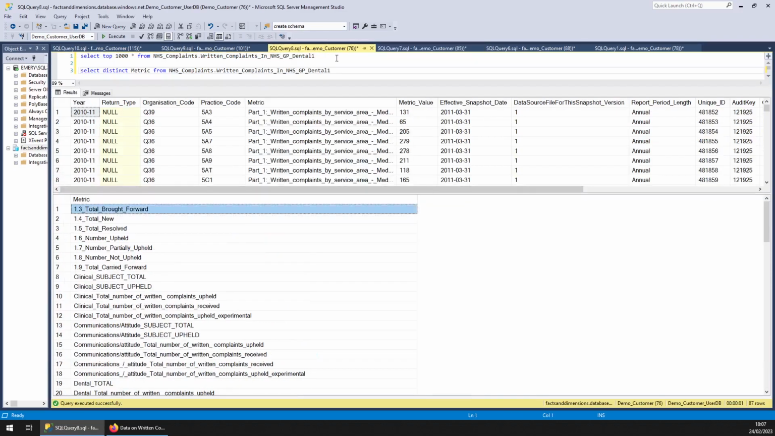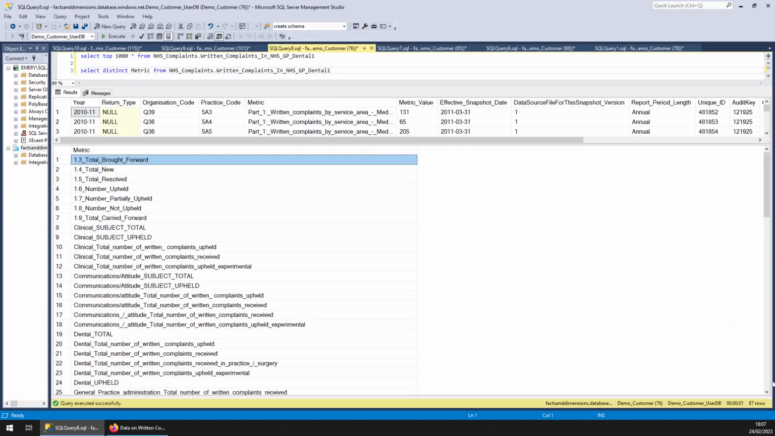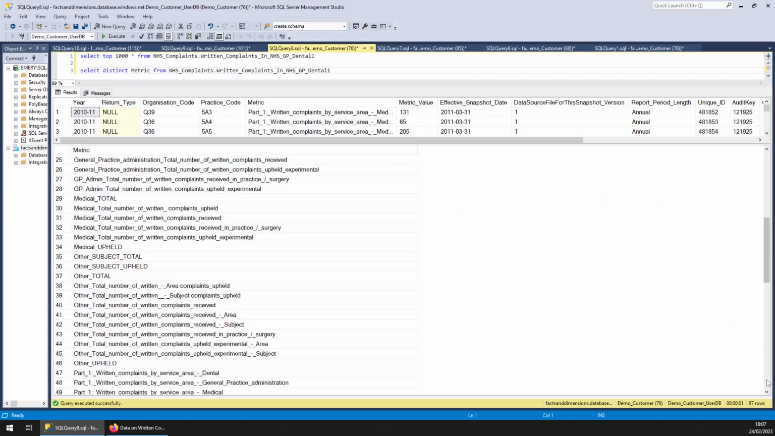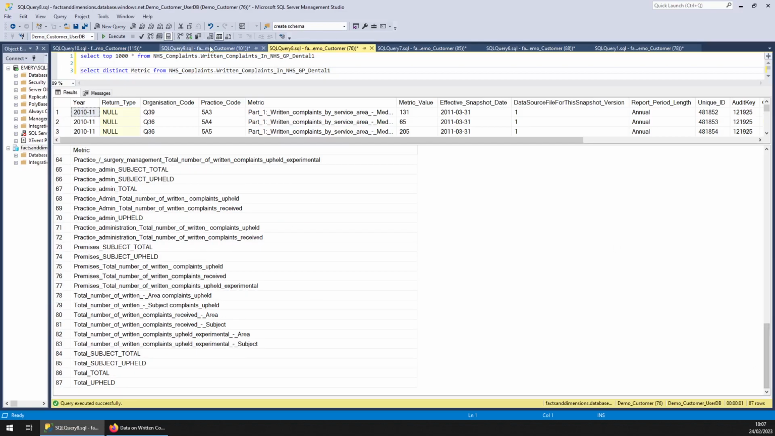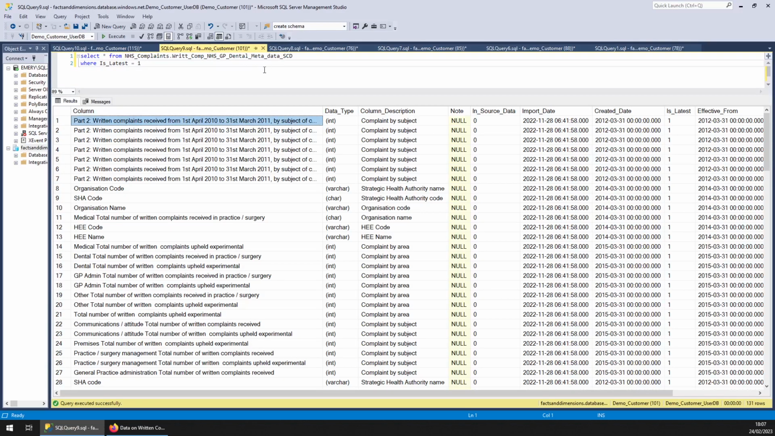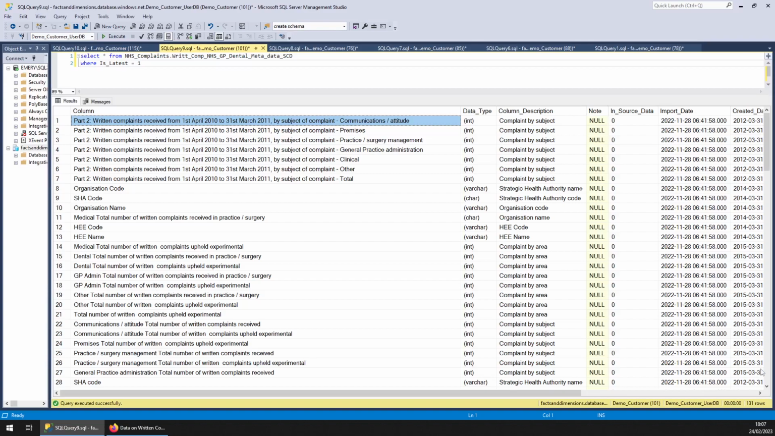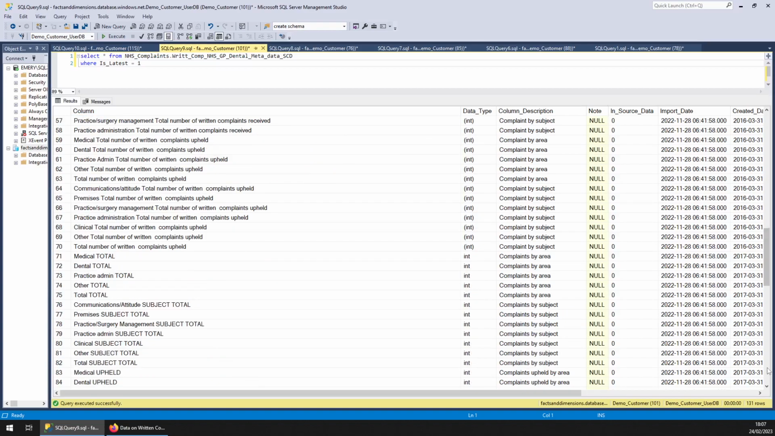Then we've got written complaints in NHS GP Dental. And here's the metrics. I'll page down it again. And then you've got these dimension tables to give you more detail to use in conjunction with those fact tables. So that's the GP Dental one.